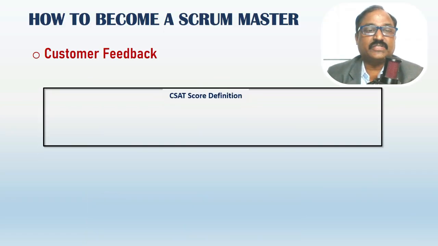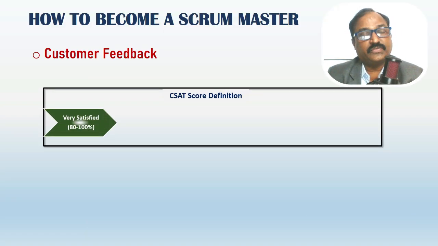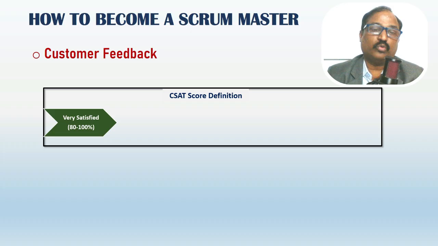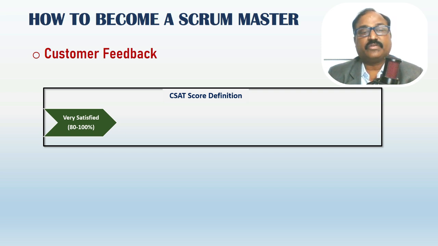Now about customer satisfaction, the CSAT score. We should always target to get very satisfied, which is 80% to 100% satisfaction from the customer. If we achieve this, we can get more projects from the same customer. The same customer can continue for the long term. We can showcase the success story of these projects to other customers and win projects. It means our revenue will increase.